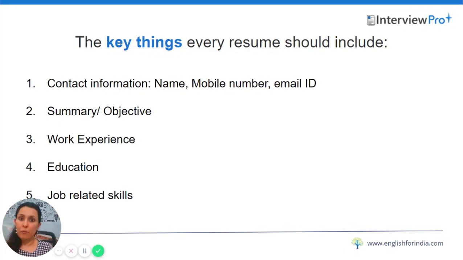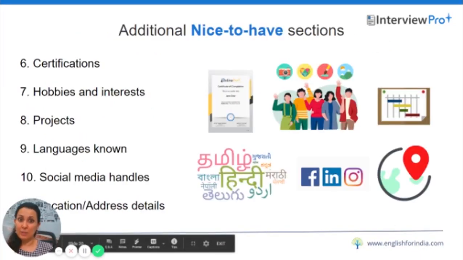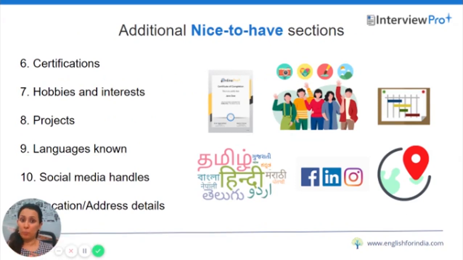Whichever job you are applying for, make sure the skills that they require are highlighted in your resume. If your resume has a lot of white space, then it is advisable to not leave it blank, but to include nice to have sections. These nice to have sections can be your certifications, hobbies and interests, your projects, the languages that you know, any social media handle, and location.